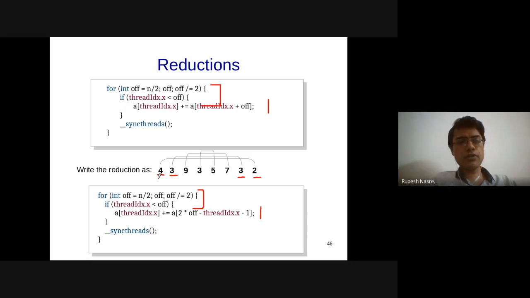So thread 0 is going to access a of 0, thread 1 is going to access a of 1, and so on. So this part remains the same. The function to access the other elements is going to differ, which is going to be 2 into whatever is the offset minus threadIdx, and we will have to add -1 to make sure it is within bounds because of zero-based processing. Right? So as you can see, there are at least 3 ways which we saw, and we saw implementation of 2 of them, which allows us to write reductions. And all of this is going to work out, right?